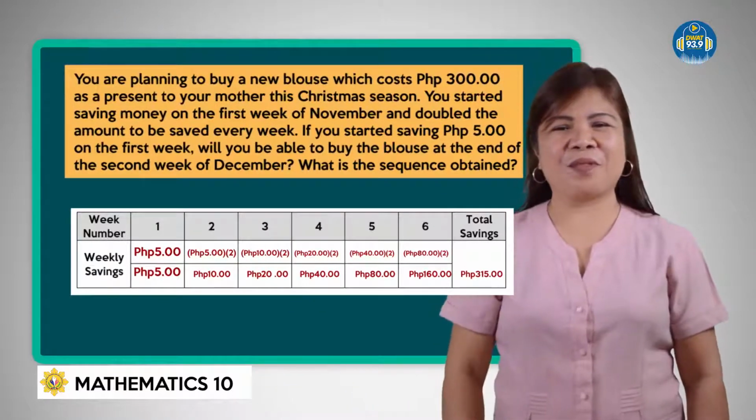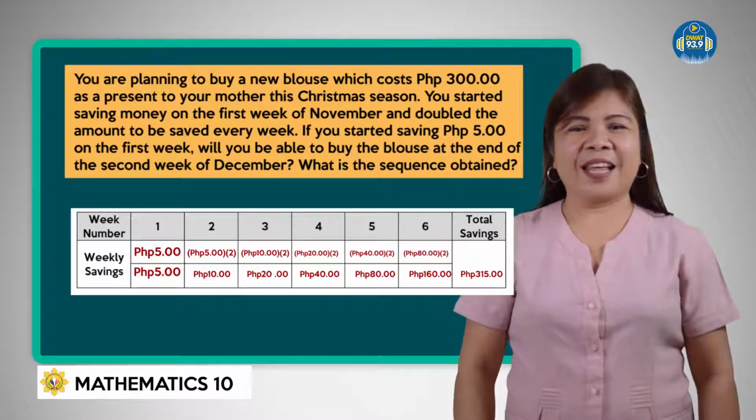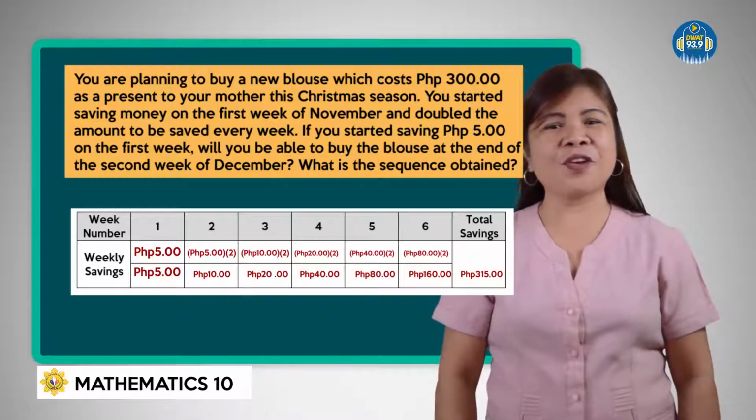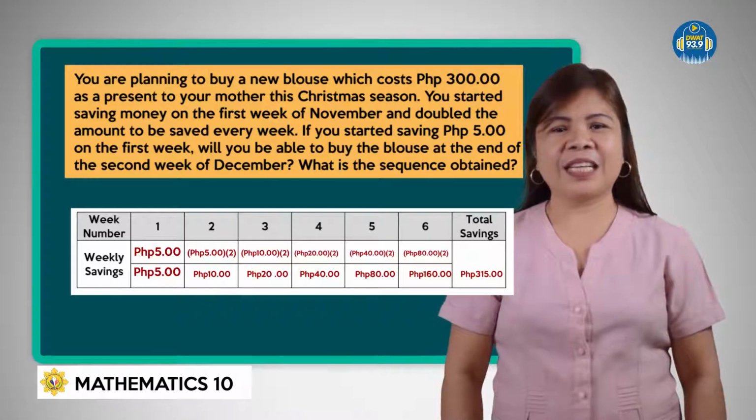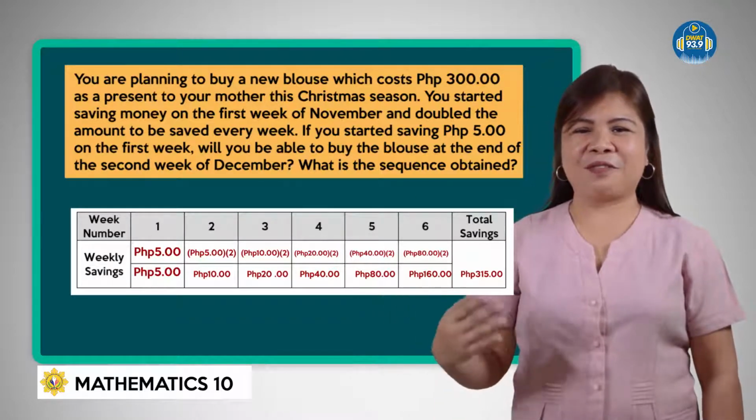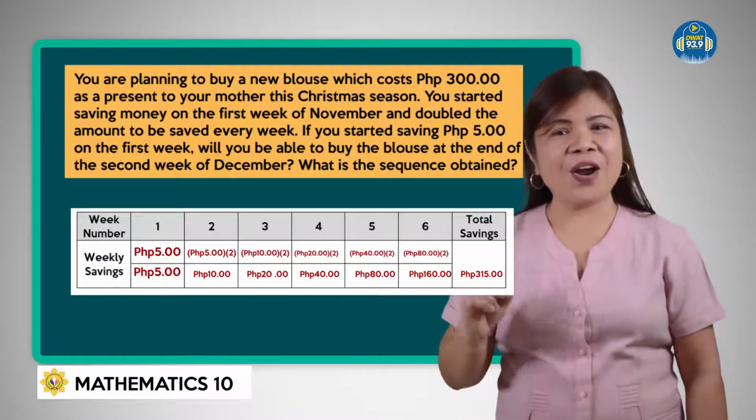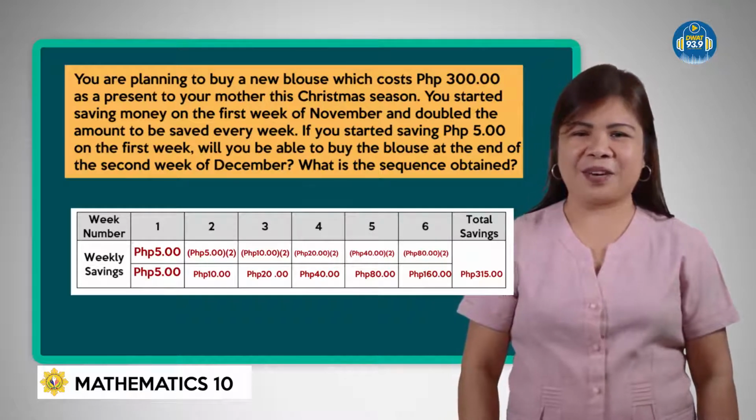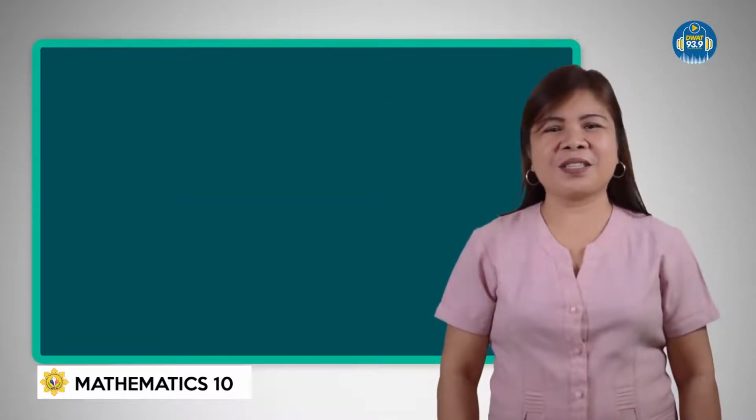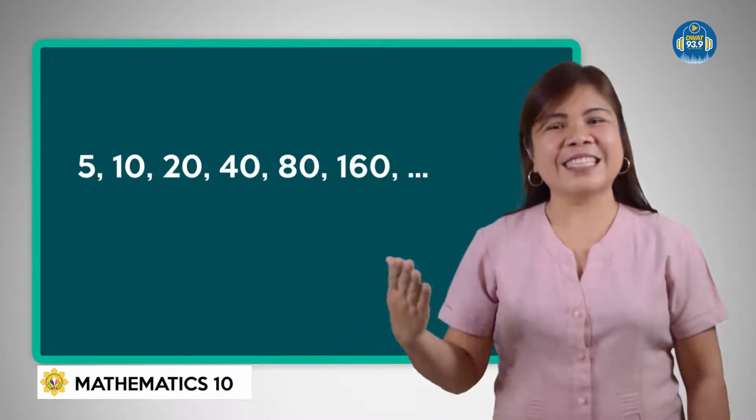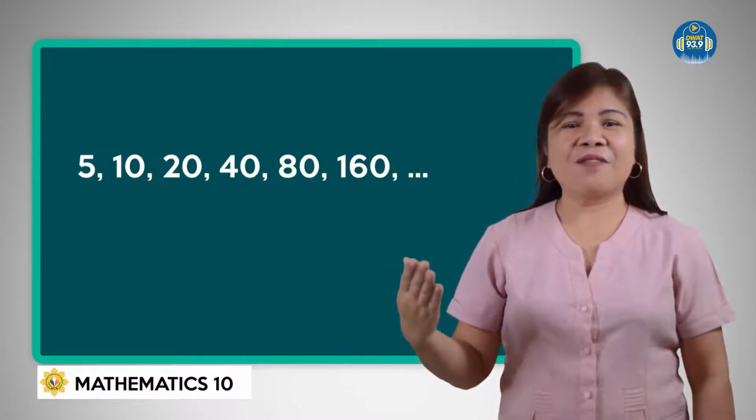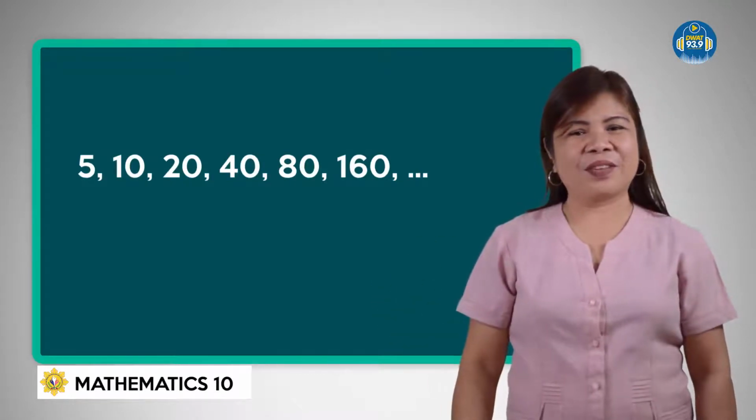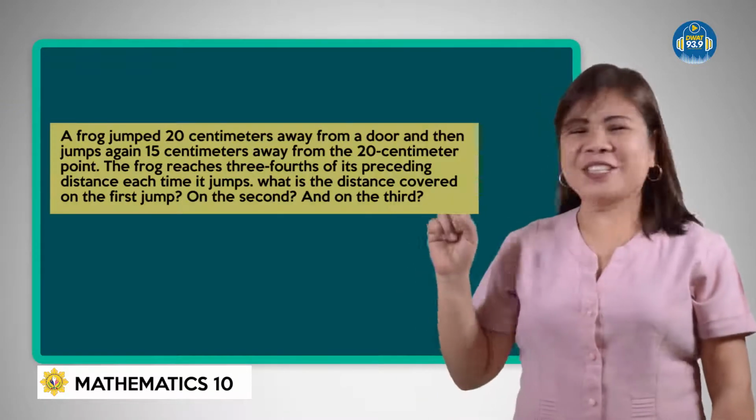Adding all your savings from the 1st week up to the 6th week will enable you to identify if it's possible for you to buy the blouse for your mother. From the table, the amount obtained is 315 pesos. Therefore, you will be able to buy the blouse at the end of the 2nd week of December. The geometric sequence obtained is 5, 10, 20, 40, 80, 160, and so on. Now, it's your turn to answer.